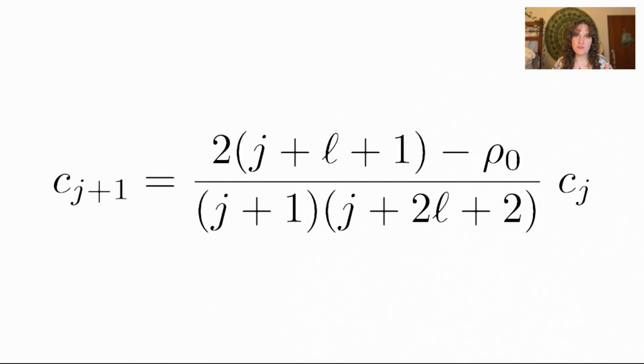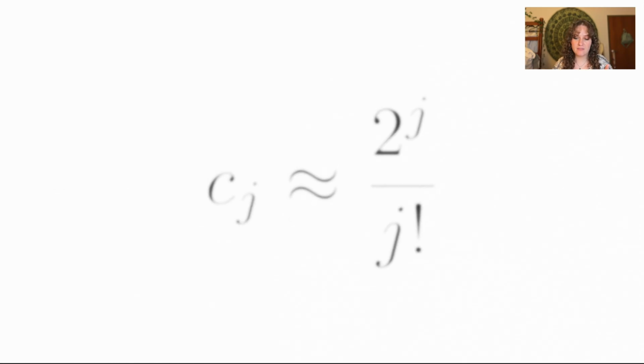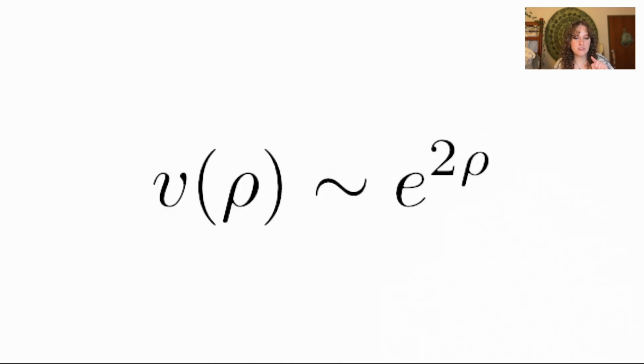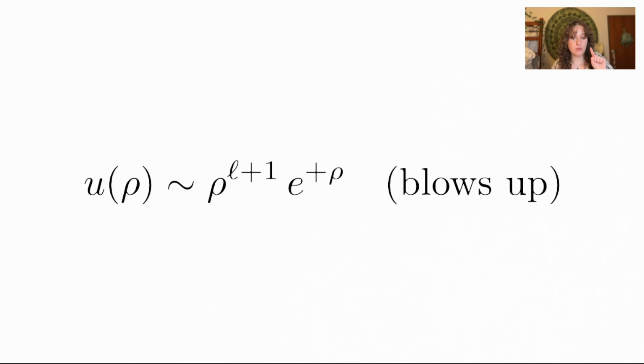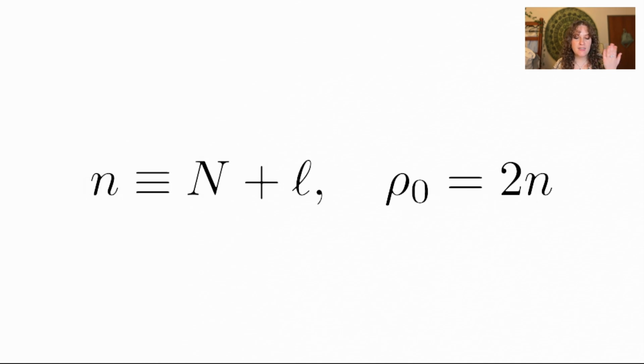If this series goes on forever, the coefficients start looking like 2 to the j over j factorial, which is the pattern for e to the 2 rho. That means v grows like e to the 2 rho, which means u grows like rho to the L plus 1 times e to the positive rho. It blows up, not normalizable, not physical. We define n equals big N plus L, so rho naught equals 2n. That's the quantization condition. Let's see what it gives us for energy.